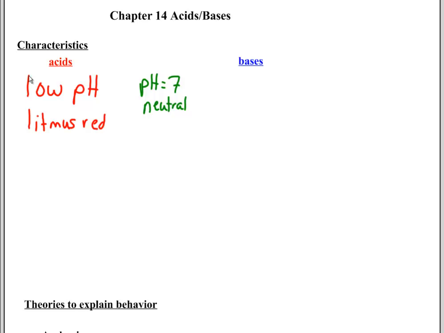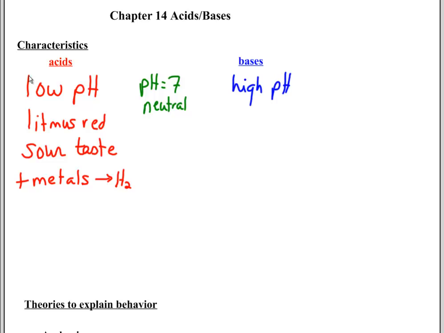Foods that are acidic tend to taste sour. So any acids that you taste are going to taste sour, such as lemons, citric foods, limes. Those are all acidic fruits. And a final characteristic of acids is when you combine an acid with a metal, you end up getting hydrogen gas produced.